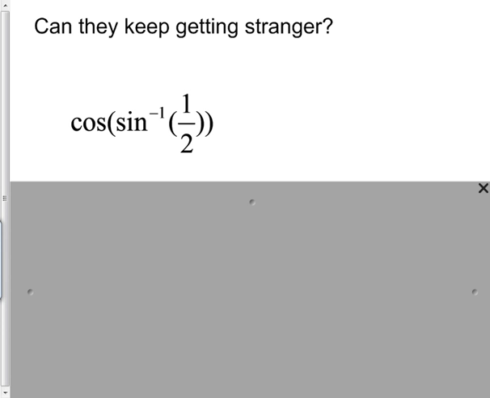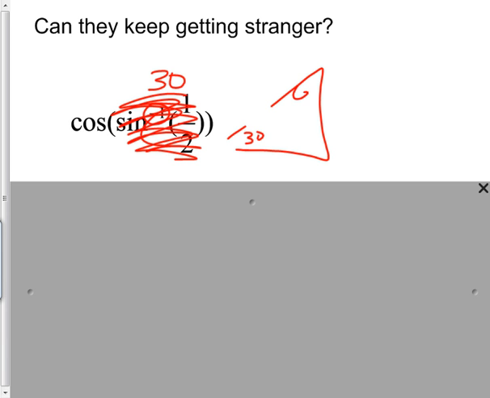Okay. Can they keep getting stranger? Yes, they can. Okay, this one's a little more actually normal. Remember when you see this thing, you've been given 2 sides, and you want to get an angle. Can anybody do this angle in their head? 30, very good. So then this is really 30. And then it's cosine of 30. And then you go to your 30, 60, 90 triangle, 1, 2, square root of 3. And I go cosine of that. Cosine is adjacent over hypotenuse, that is, root 3 over 2.